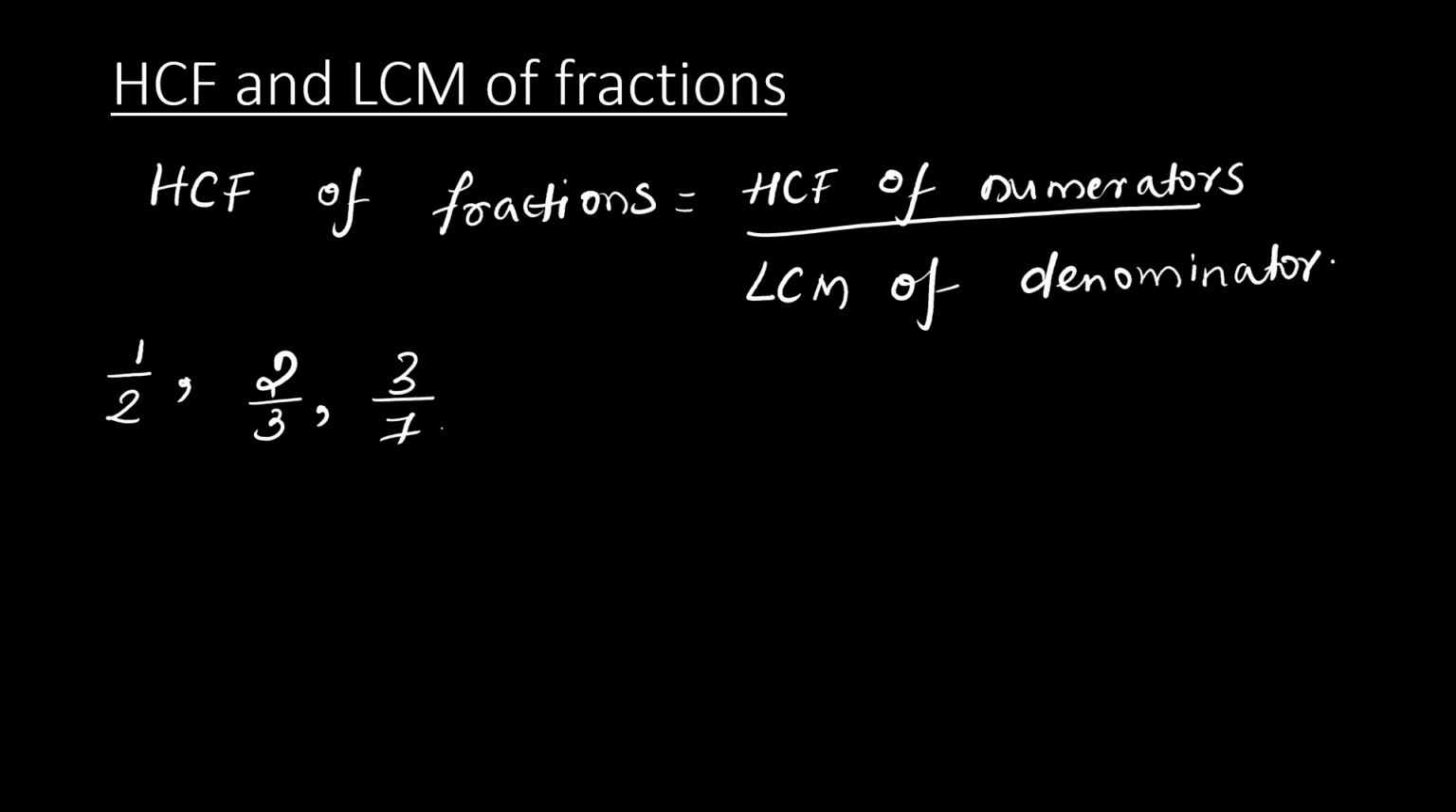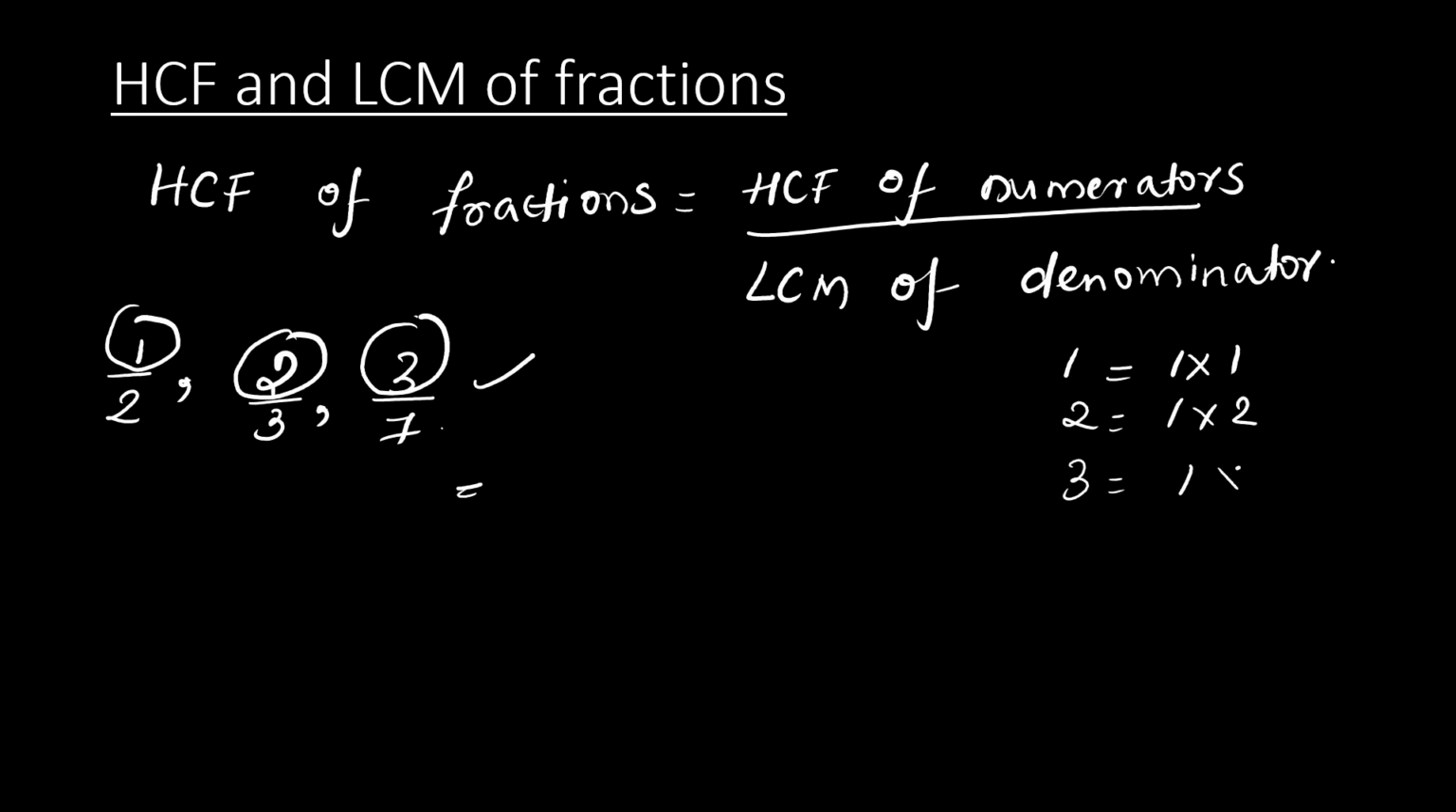Take these three fractions. Now we will find the HCF of these three fractions. That is HCF of numerators. Numerators are 1, 2 and 3. What is the HCF of 1, 2 and 3? 1 is 1 into 1, 2 is 1 into 2 and 3 is 1 into 3. So the HCF is 1. Highest common factor is 1. So HCF of numerators is 1.